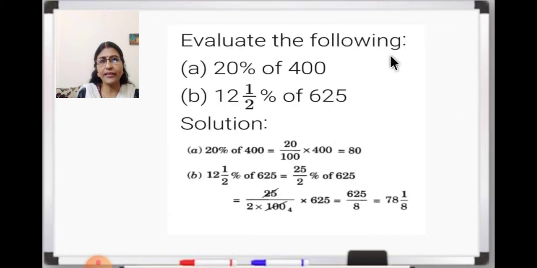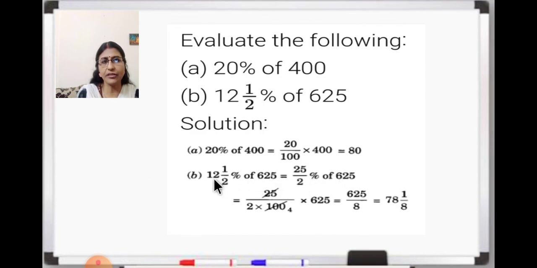Now next, evaluate the following: 20% of 400, and the next one is 12.5% of 625. First we will find 20% of 400. We will write 20% means 20 upon 100 into 400. This 20 will be cut, and then you know how to solve it. 20 into 4, 20 into 4 is 80.